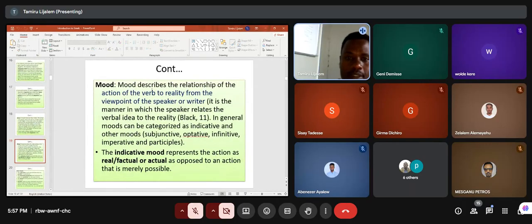The other one is mood. Mood describes the relationship of the action of the verb to reality from the viewpoint of the speaker or writer.